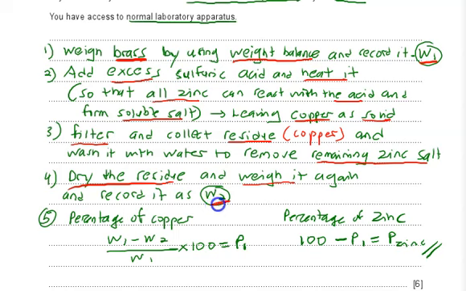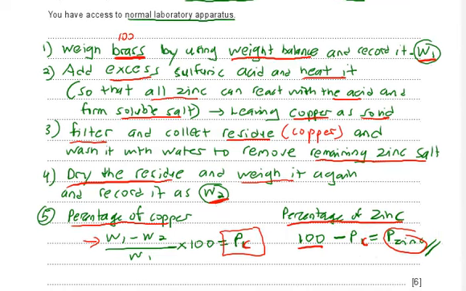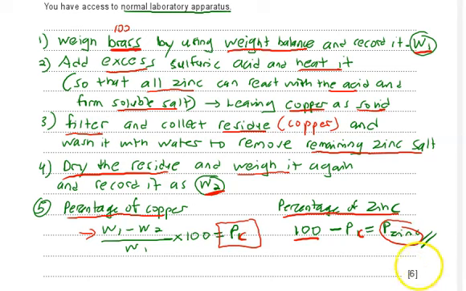and record it as W2. Alright, so now we have to subtract to find the percentage of copper first. So we do W1 minus W2 to get the mass of the copper, divided by the initial weight, then multiply by 100, and you get the percentage of the copper. Now to get the percentage of zinc, the weight of the brass is 100%. So 100% minus the percentage of the copper gives us the percentage of the zinc. Okay, if you answer all these keywords, you'll get the 6 marks.